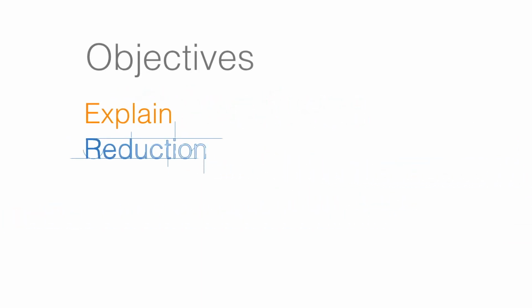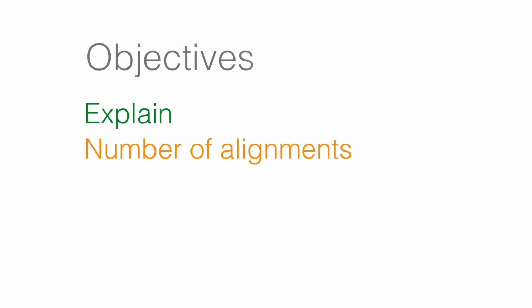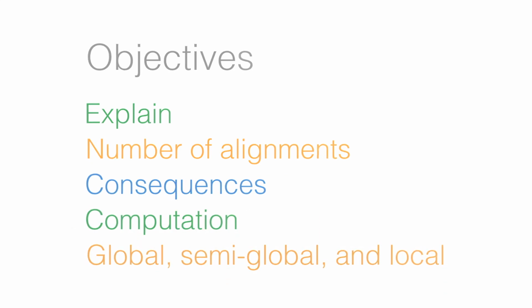Explain the reduction of the problem of counting alignments to the problem of computing combinations. Explain why the number of alignments grows exponentially and the consequences of this result to the computation of global, semi-global, and local alignments.